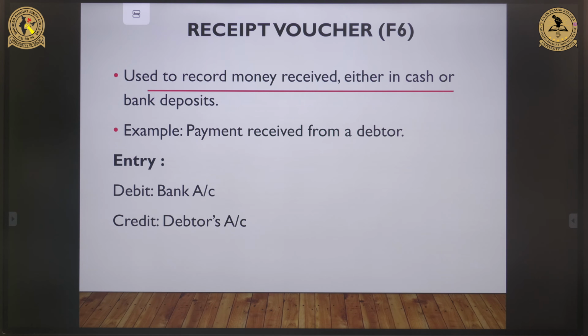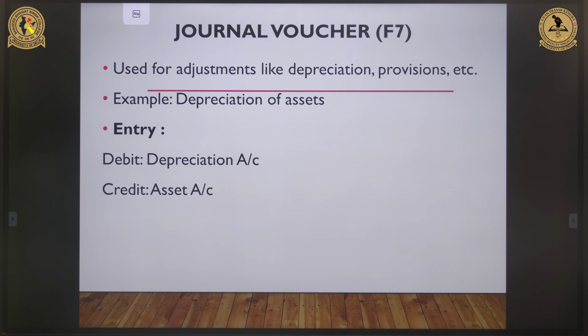The next voucher we have is the receipt voucher. This is used when the business receives money, whether in cash or directly into the bank. So if you receive 50,000 from your debtor, ultimately you have to debit the bank account and you have to credit the debtor's account. Then we have the journal voucher.